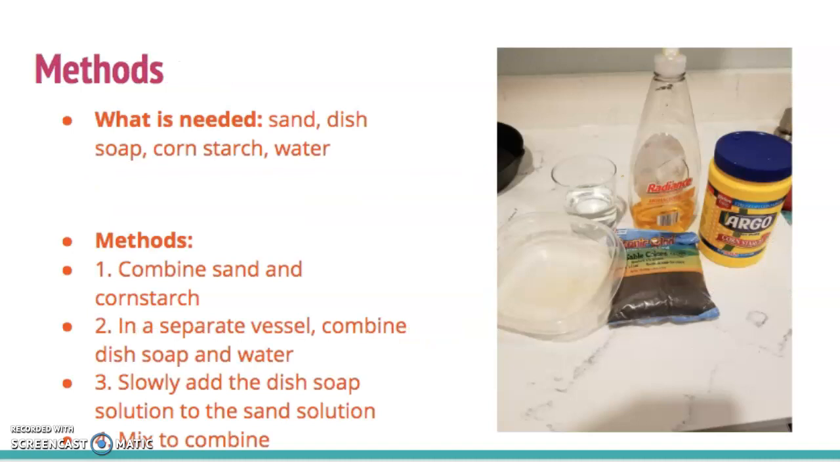So what do we need to do for this week? So we need a couple things: sand, dish soap, cornstarch, water, and then just some containers to combine these ingredients in. So the first step, we need to combine the sand and the cornstarch. Then in a separate container, we need to combine the dish soap and the water. And then we need to add this soapy water solution to the sand and cornstarch solution, and then mix these together to combine them to create our kinetic sand.